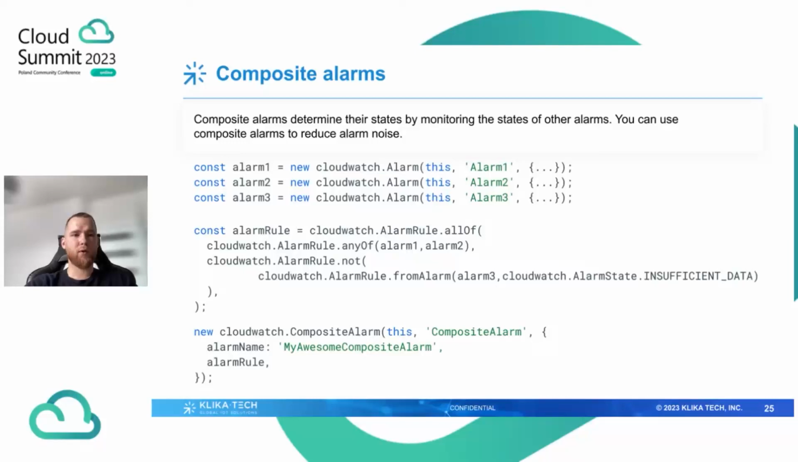In this example, we create 3 alarms, Alarm 1, Alarm 2, and Alarm 3, that monitor different metrics. Then we use the allOf operator to combine 2 alarm expressions, anyOf and not. The anyOf operator is used to monitor the state of either Alarm 1 or Alarm 2, and the not operator is used to exclude Alarm 3 from the expression when it is in insufficient data state. Finally, we create a new composite alarm using the rule expression and give it the name My Awesome Composite Alarm.